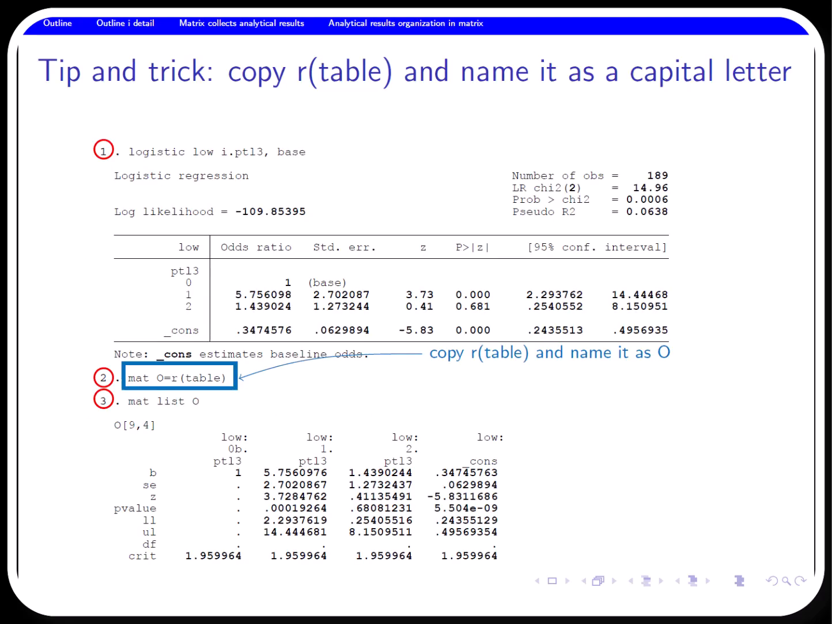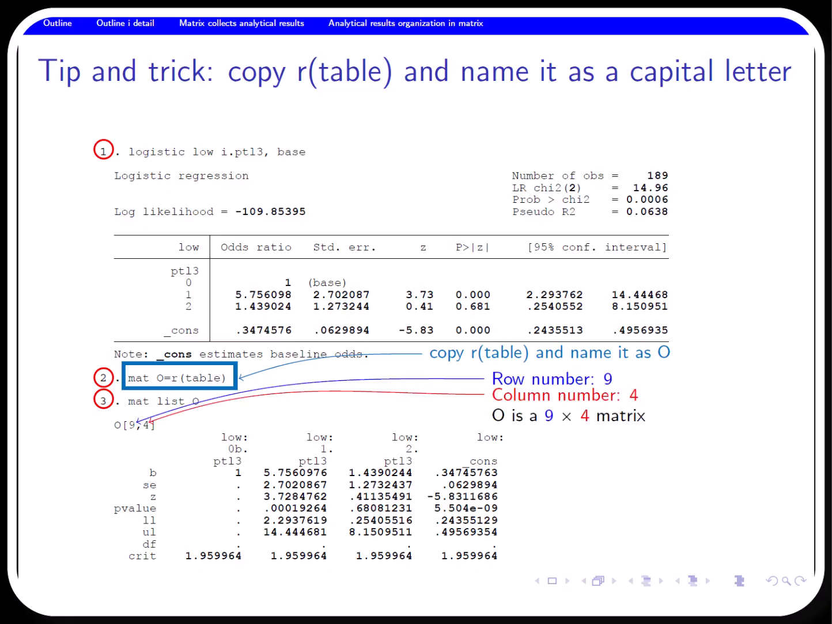Analytical results organization in matrix. Tip and trick: copy r(table) and name it as a capital letter. The red circles display the working flow. Number 1 is to run logistic regression. Number 2 is to copy r(table) and name it as a capital letter O. Number 3 is to list the matrix O. Matrix O has the same information as matrix r(table), but it is much easier and quicker to write O instead of writing r(table) every time.